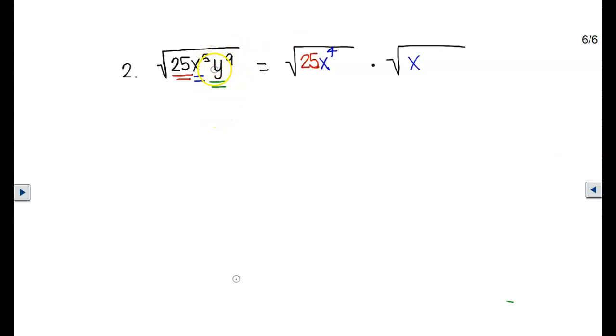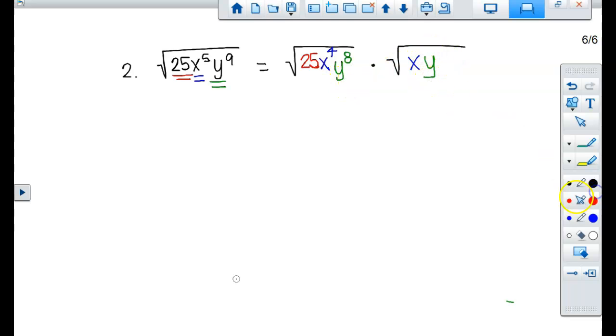All right, now finally, I've got my y to the 9th. Now remember, to take the square root of y to the 9th, I need the exponent to be even, and it is not. So I want to get the biggest even number out of that 9 that I can. The biggest even number I can get out of 9 is an 8. So I'm going to factor y to the 9th into y to the 8th times y to the 1st. Notice, the first part needs to be the biggest perfect square you can get. The second part will not be a perfect square.